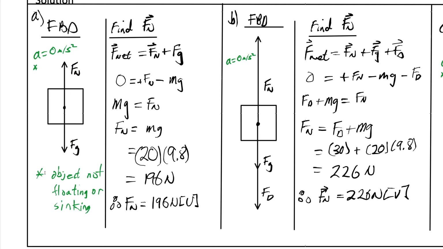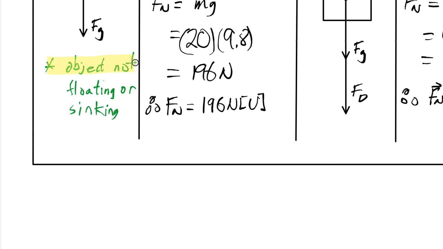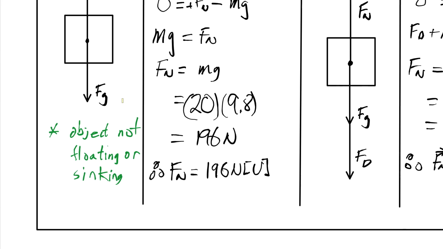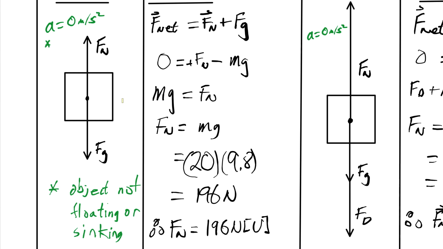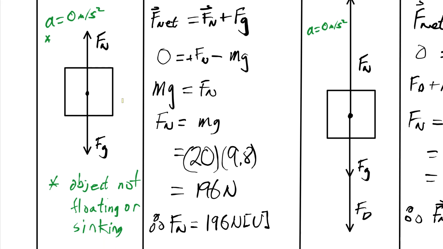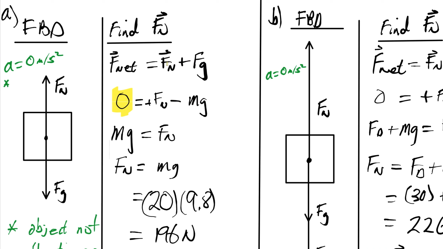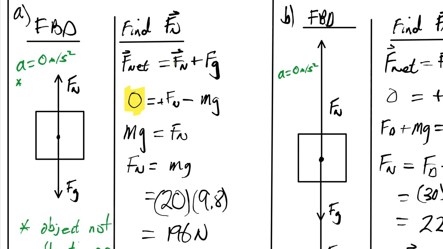So I use this expression quite a bit. Objects are not floating or sinking. So if the object isn't floating or sinking, that implies that there is no acceleration. If there's no acceleration, that means that the net force is 0 newtons. So let's take a look at our formula. The net force formula is equal to Fn plus Fg. These are the only 2 forces that are acting on the object at this point. But since it is not accelerating, the net force also has to equal 0.